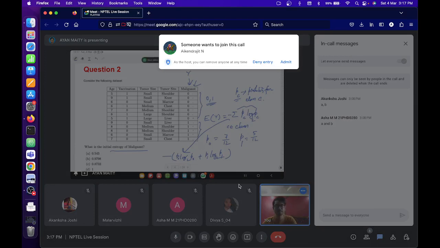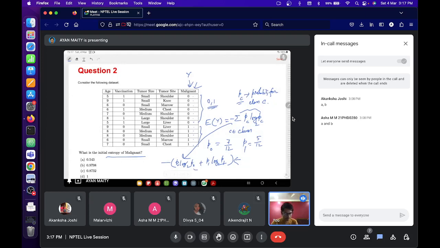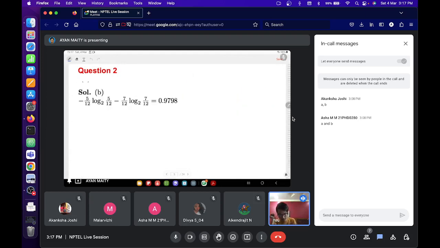So this is the expression that you have to find out. You will actually need a calculator for this. So overall this is the formula that you have to use: P0 log base 2 P0 plus P1 log base 2 P1, where P0 is the probability for class 0 and P1 is the probability for class 1. If you compute this whole thing, B would be the correct answer, which is 0.9798. So minus 5 by 12 log base 2 5 by 12, this is coming for class 1, and for class 0 this part is coming, 7 by 12 log base 2 7 by 12.